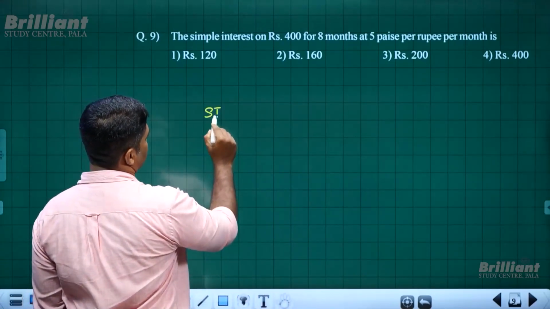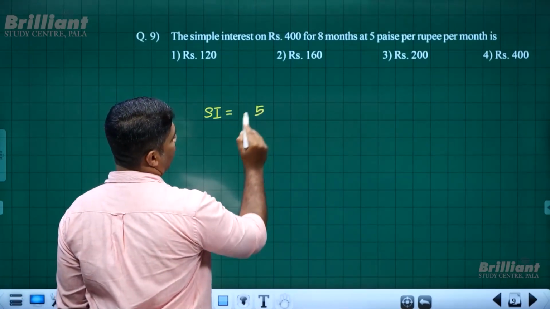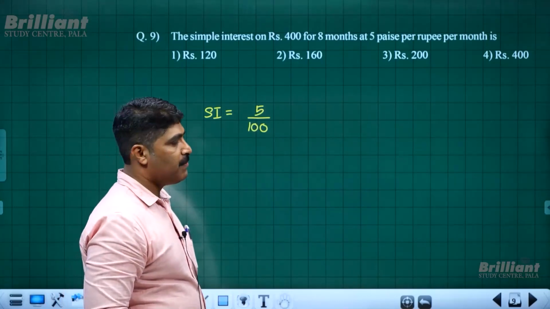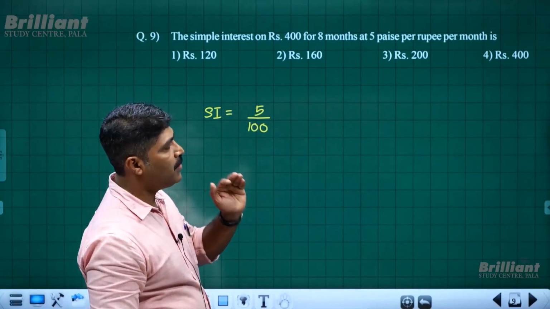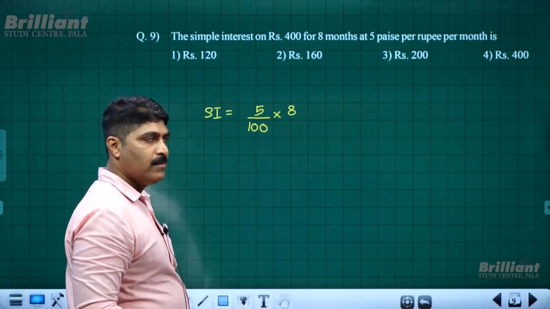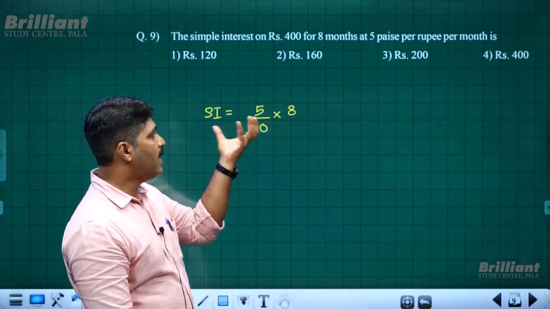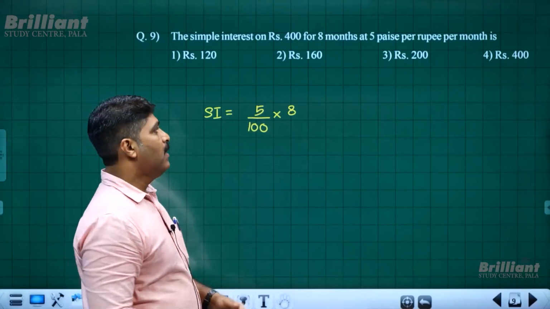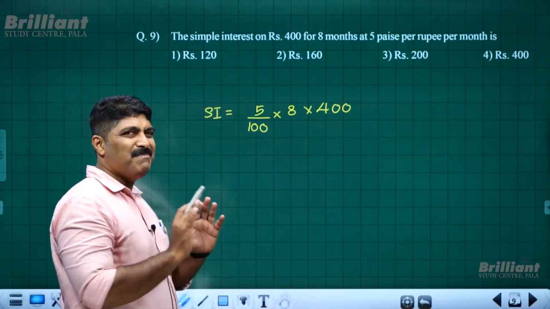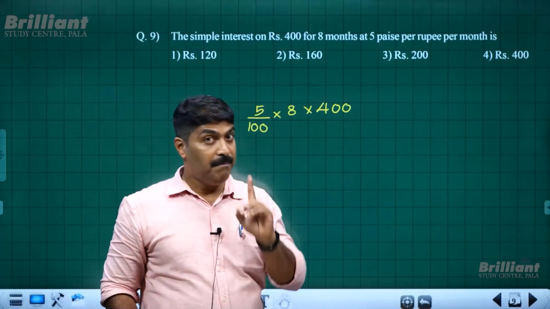So here we know that there are 5 paise. 5 paise means 5 by 100 rupee. Step by step we can consider. Its duration is 8 months. So for 8 months, for each rupee we will get this much amount as interest in total. But we have 400 rupees, therefore just multiply it with 400. That's simple logic.